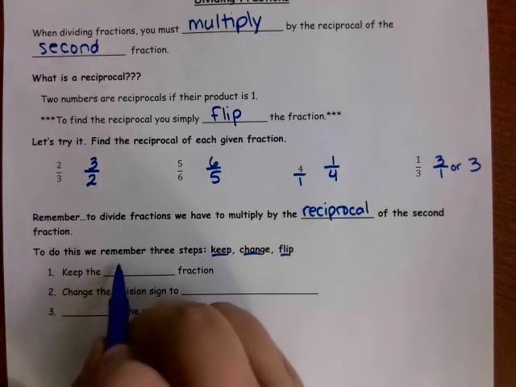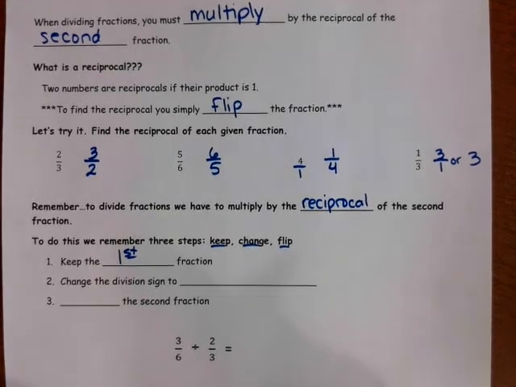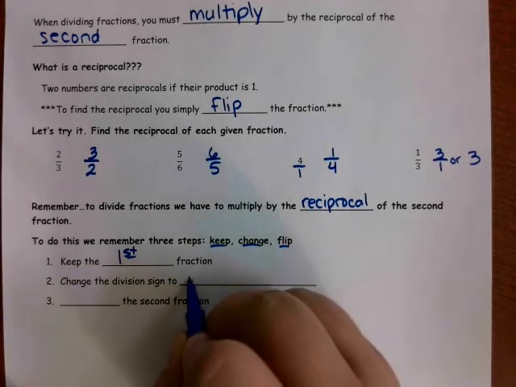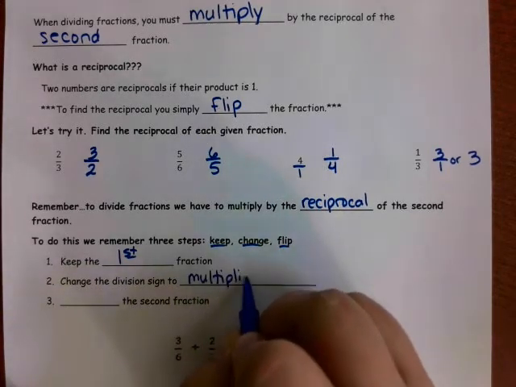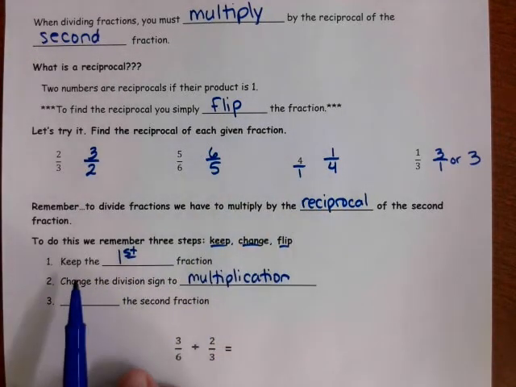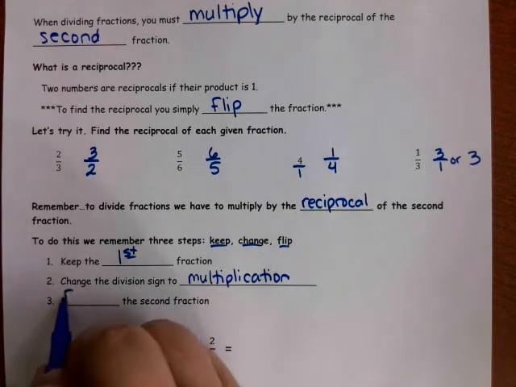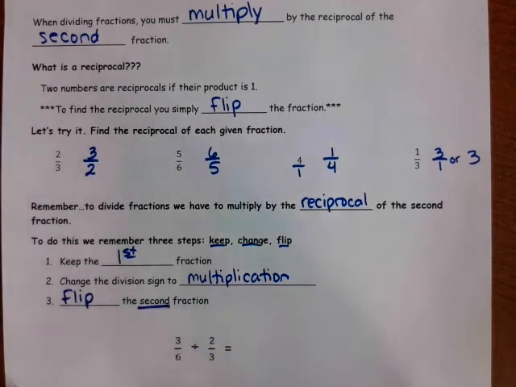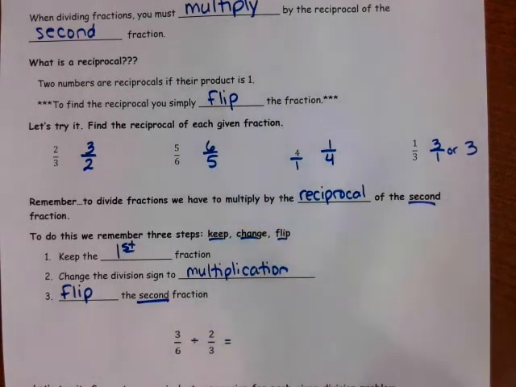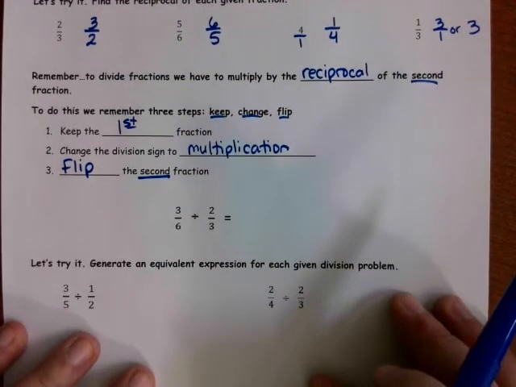We're going to keep the first fraction exactly how it is. We're going to change the division sign to multiplication, because remember, we're multiplying by the reciprocal. Step 3 is to flip the second fraction. You're only going to flip the second fraction because it says multiply by the reciprocal of the second fraction. So we keep, we change, we flip.